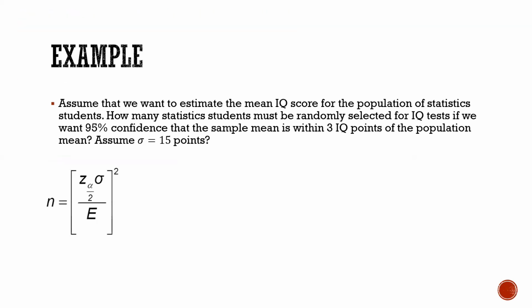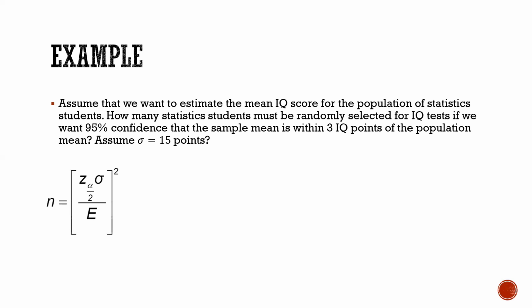So let's say, assume we want to estimate the mean IQ score for a population of statistics students. How many statistics students must be randomly selected if we want our estimate to be within 3 IQ points of the population mean? And we're going to assume that the standard deviation is 15 points because that's what it is for the whole country. The test is designed so that that's the standard deviation.